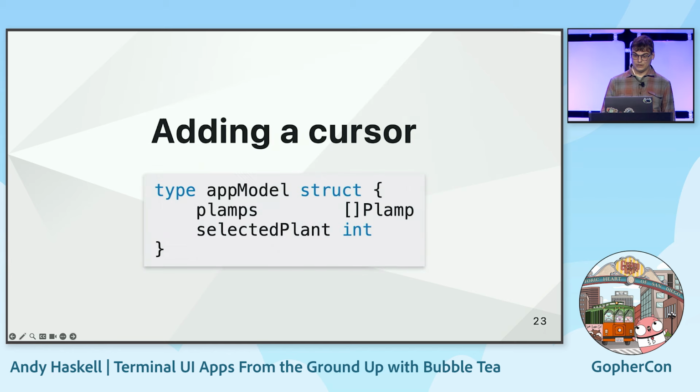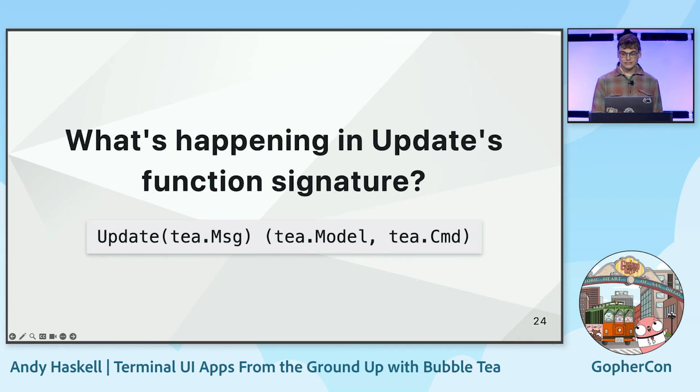So first up, on the model data, the only change we need to make is that we need to add an integer, selected plant, to say which plant we had the cursor over. And with that, all the changes to our model data are all set. So we can move on to writing the update method. But first, let's take a closer look at the method signature. So in the update method, everything we pass in and return is a Bubble Tea type.